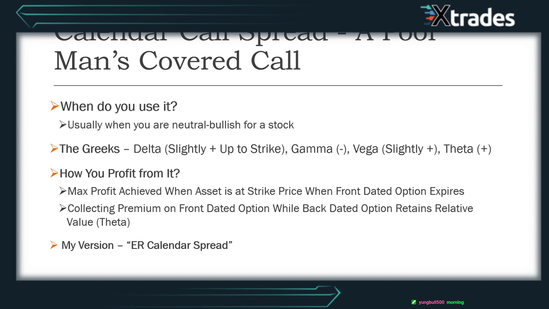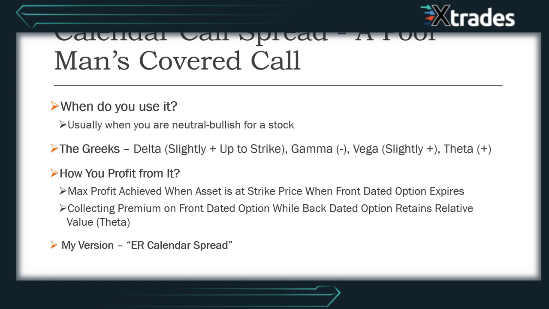Because if it's above that, then that means it's in the money and you need to pay up 100 shares, because we're short that contract. So we don't really want to do that. Usually we prefer it if it's right at the strike or right under the strike. And mostly you're gaining value on this because of theta. We're just trying to crush the premium on the front-dated option while the back-dated option maintains its relative value, since theta is always going to be higher on the front-dated options, just like in that graph we showed earlier.